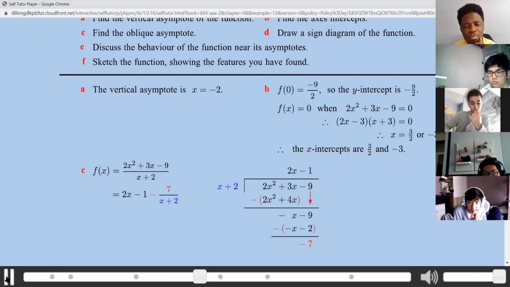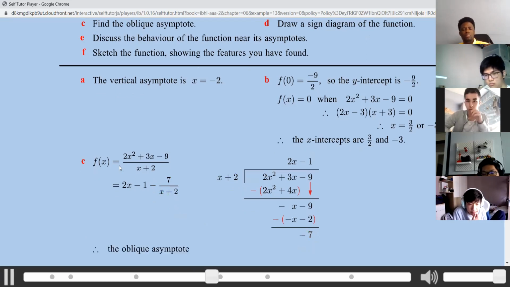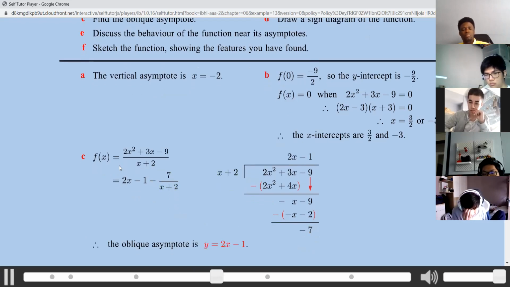All right. As x tends to plus or minus infinity, the denominator will dominate, and so the fraction tends to 0. So the oblique asymptote is the line y equals 2x minus 1.